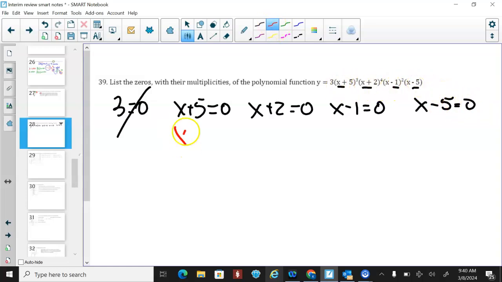Now, all you're doing is solving for x. So this is just flipping the sign. x equals negative 5, x equals negative 2, x equals 1, and x equals 5. Now, the multiplicities are going to be these little exponents right here.